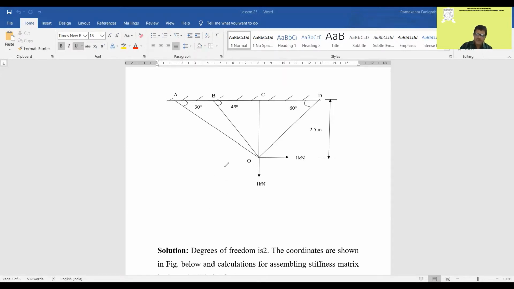Now what are the degrees of freedom here? Degrees of freedom are 2. One is vertical displacement, one is horizontal displacement. We have already discussed earlier that there will be only translations in case of trusses, and no rotation. There is only one joint here, all others are fixed, so there will be 2 translations, one vertical, one horizontal. So the degrees of freedom is 2 here. The coordinates are shown below. Let us see the coordinates.